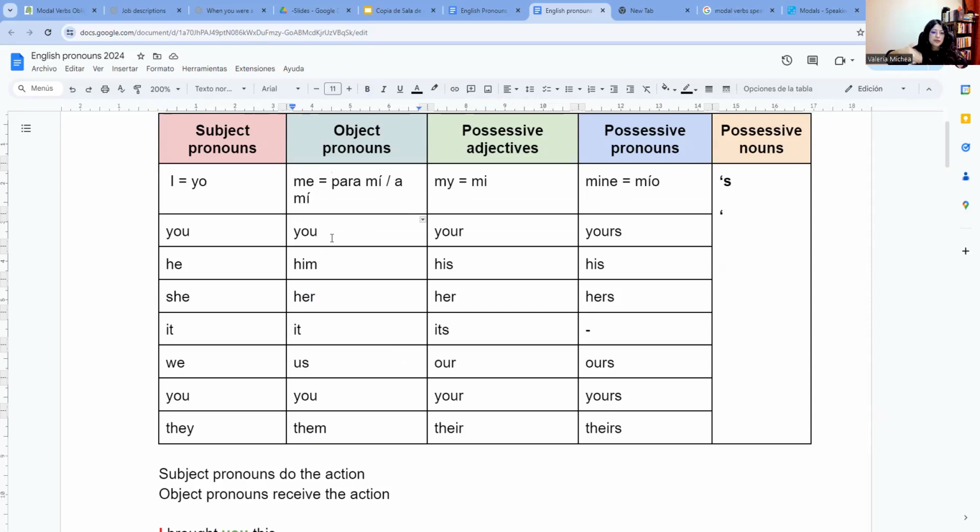So the second one would be a ti. Then we have, how would you translate this one? A él. Yes. Then we have a ella. It. That's tricky. A ello. A eso. A ello, a esto, a eso, because we don't have that in Spanish. So you can say whatever you want.